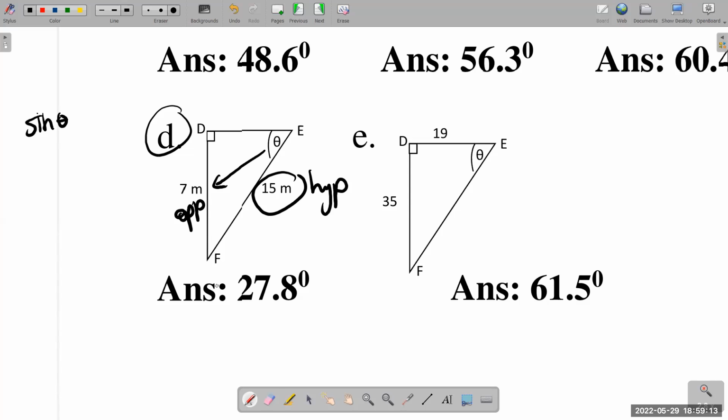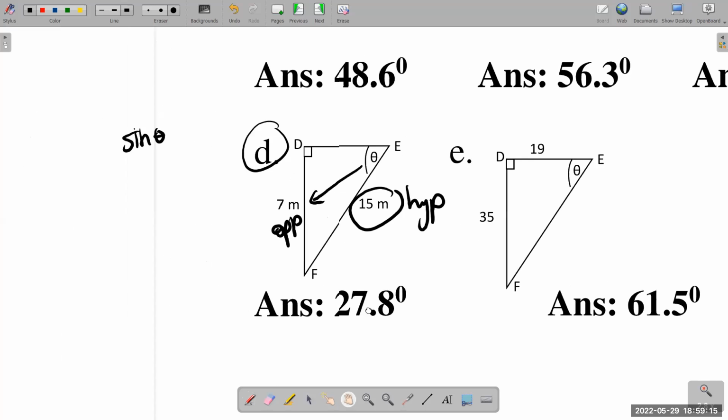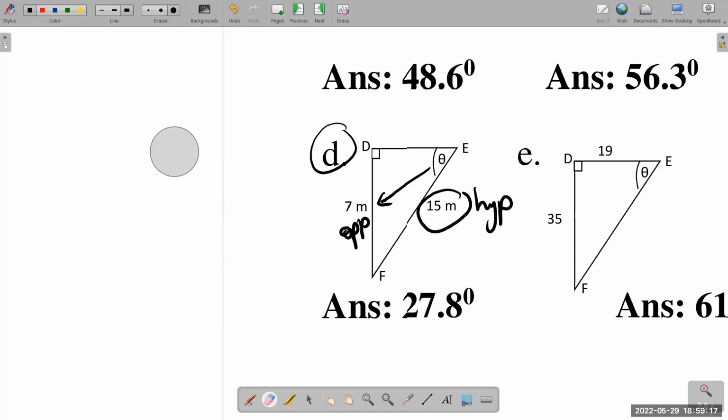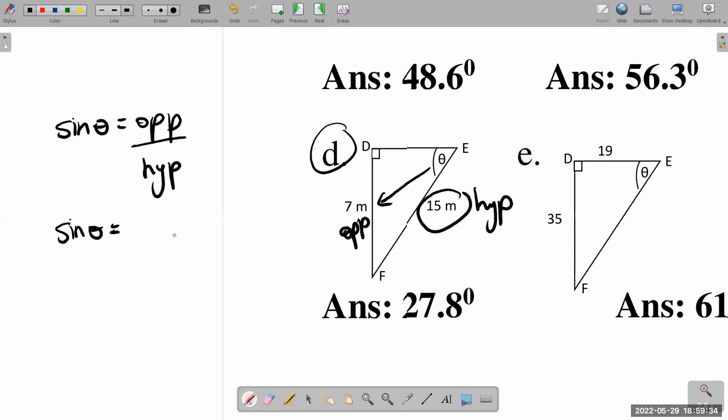Everybody see that? So I'm gonna work it out just to remind you of how to find it, because it's better to be safe than sorry, right? So first of all, you start off with your formula. So sine theta is equal to opposite over hypotenuse. So let's put in the stuff that we have. We don't have theta, so we gotta leave it. So sine theta is equal to 7 over 15.